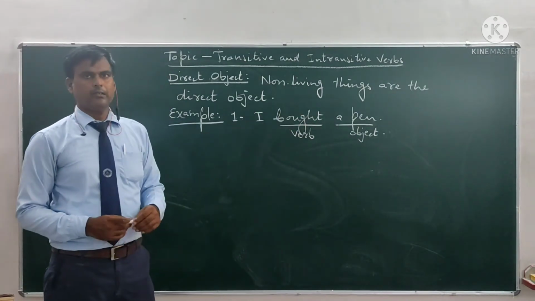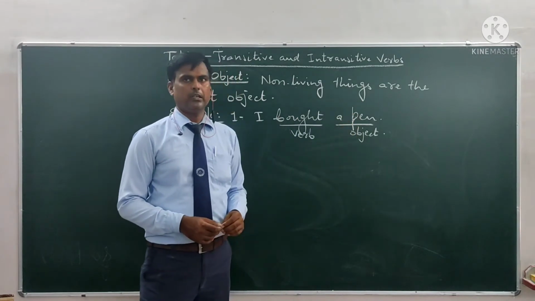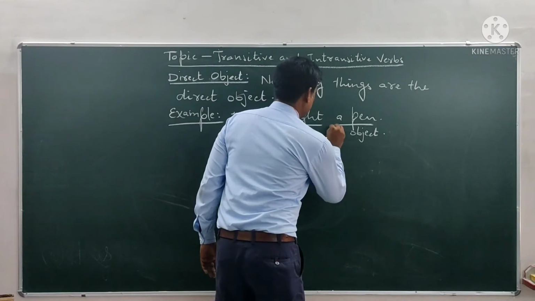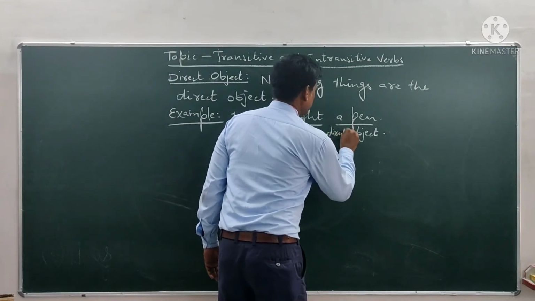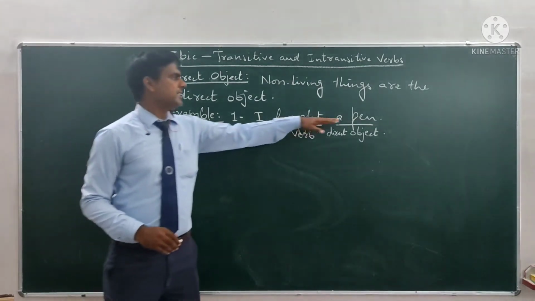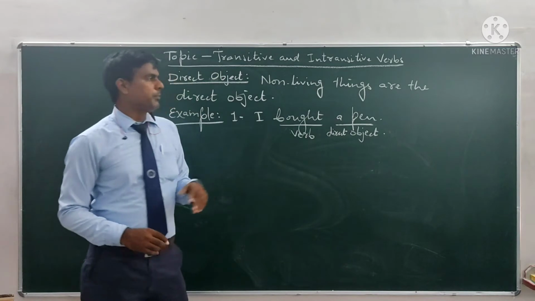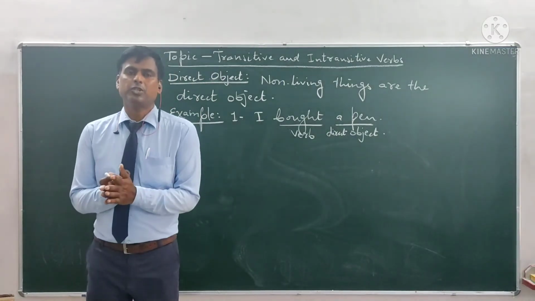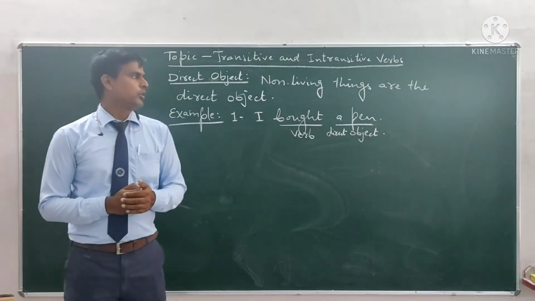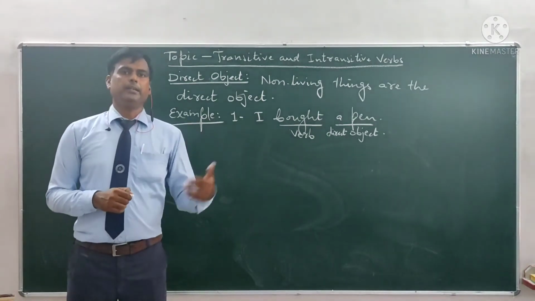In this example, I bought, what is the verb and pen is the object. And which kind of object is this? This is direct object. Why is this direct object? Because this is a thing and it is directly affected by the verb. I bought a pen. We can ask the question what to find out the direct object. What did I buy? The answer is a pen.